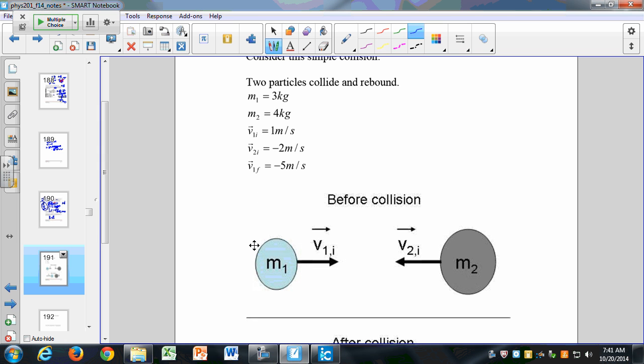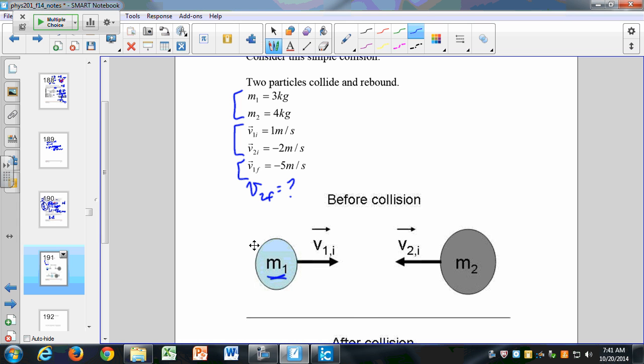I have these two particles that collide and rebound. There are their masses, 3 and 4 kilograms. There are their initial velocities. This one is moving to the right at 1 meter per second, and the other one's moving to the left at negative 2 meters per second. And then I measure the velocity of the first particle to be negative 5 meters per second, and I want to know what is V2F equal to.